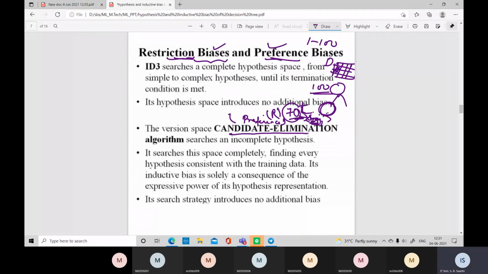Okay, and this is just a comparison with the candidate elimination algorithm. In the candidate elimination algorithm, we don't use any type of bias. Here we try to understand the bias of the decision tree in comparison with the candidate elimination algorithm. These two are used for decision trees, whereas in the candidate elimination algorithm we normally don't use any type of bias.